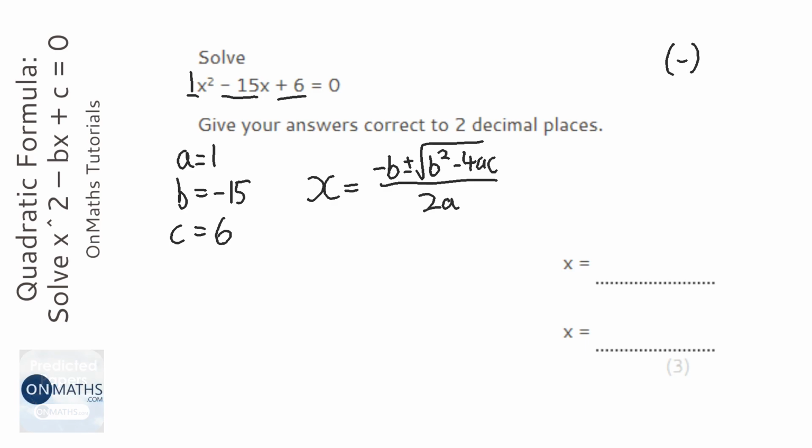So it says b squared. Well, I know any negative squared is a positive, so I'm just going to type in 15 squared. Be careful though, if you type in negative 15 squared, make sure you have a bracket around the negative 15. Otherwise what the calculator will do is do the 15 squared first and then put the negative there, and you end up with minus 225.